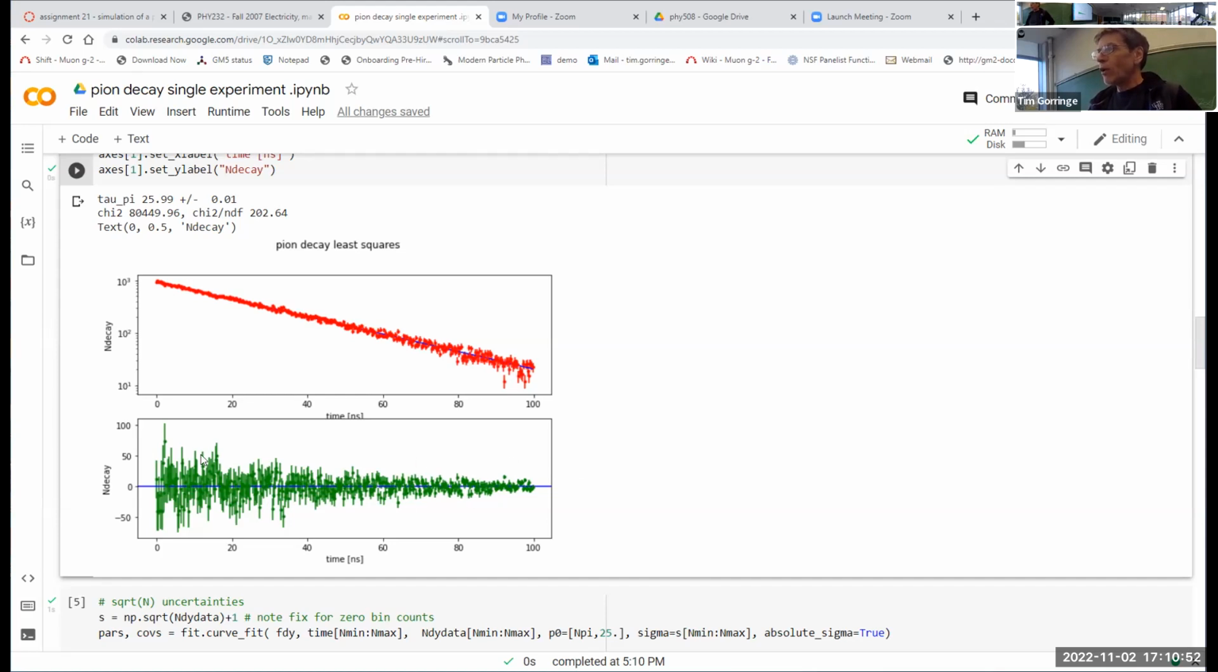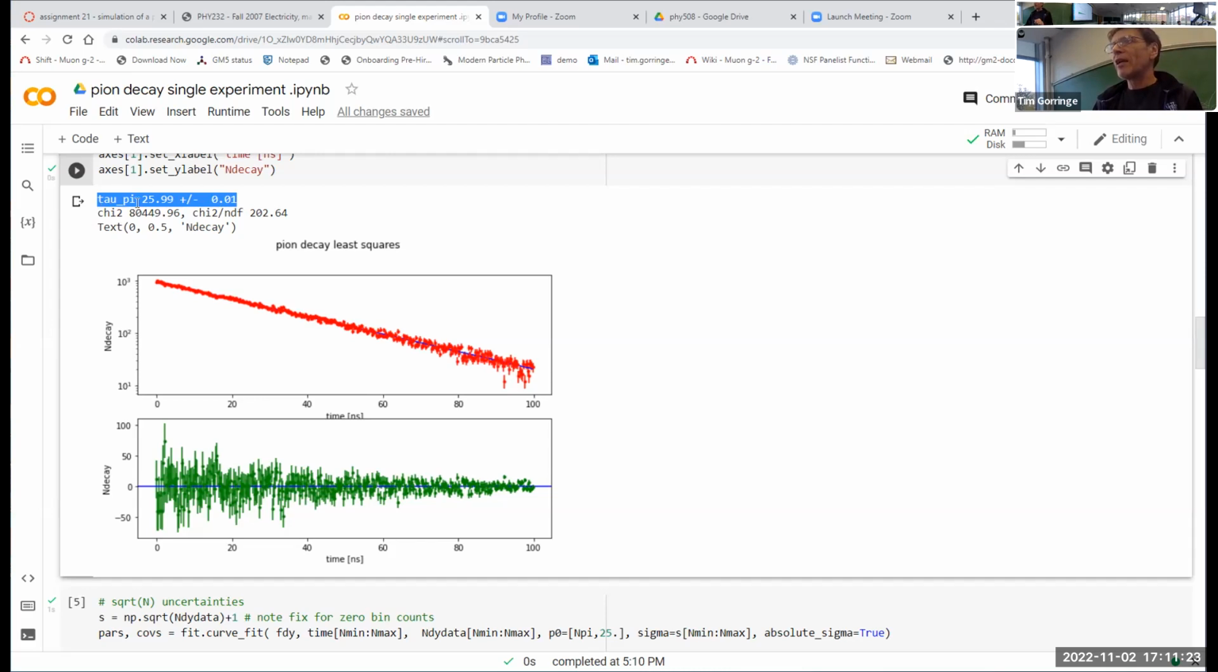You can see the quality of the fit a little more clearly down here. In green are the residuals, so it's the difference between the fit function and the data. Here you see the residuals are scattered around 0. The lifetime that I extracted was 26 nanoseconds plus or minus 0.01 nanosecond.